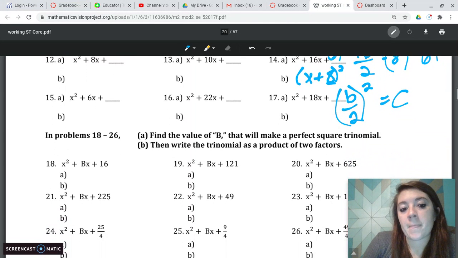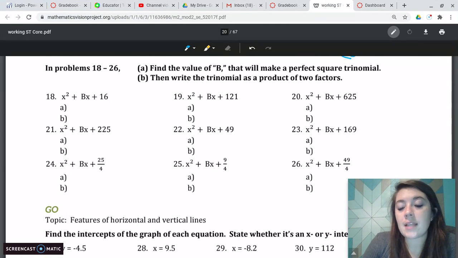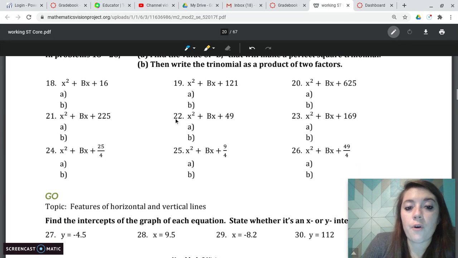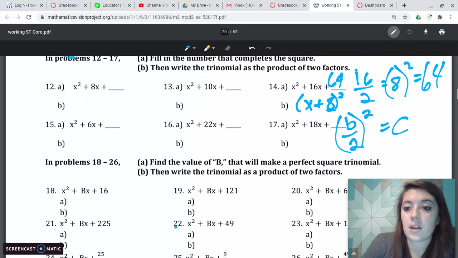Okay? All right, now in problems 18 through 26, we're going to do the exact opposite. So instead of finding the c term, now we're actually going to look for the b term. So I'm going to do a couple of these with you. So 22 and 24 are the two I'm doing with you. For 22, we have x squared plus bx plus 49. So we're going to take this 49, and if we think back up here, to get our c value, we squared the division of our b value.